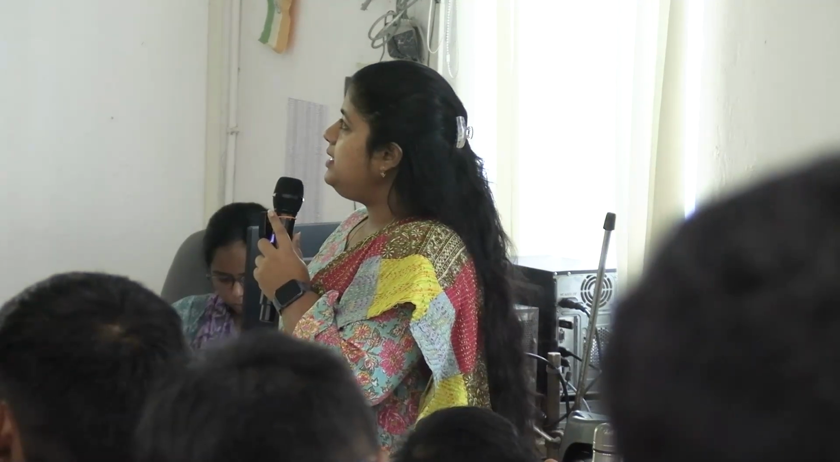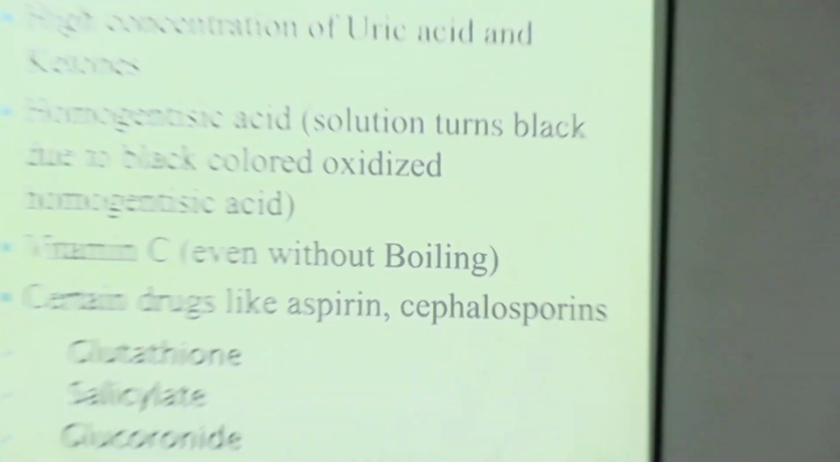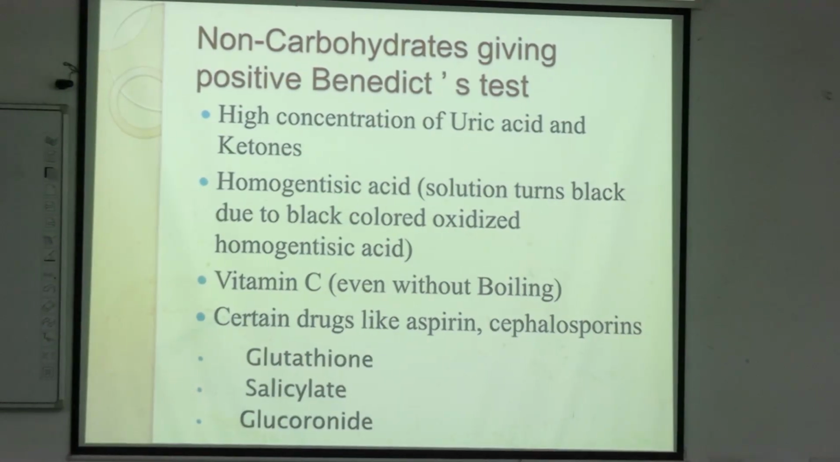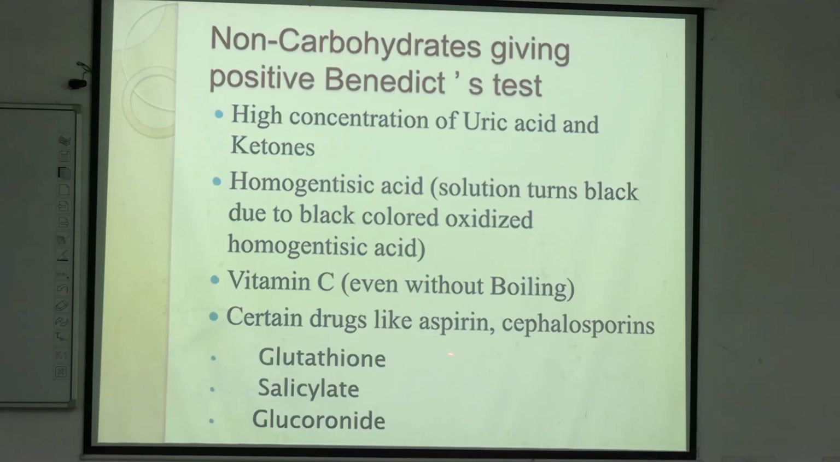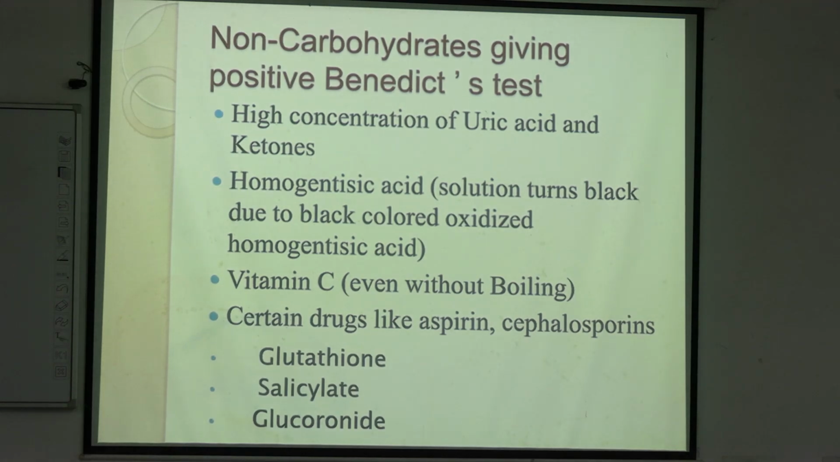Okay. Now, there are a few non-carbohydrates that also give positive in Benedict's test. That is high uric acid and ketone body concentration. Homogentisic acid, its presence will also give rise to a dark color. Vitamin C and certain drugs like aspirin, cephalosporins, compounds like glutathione, salicylate, glucuronide, all these may give a false positive. They are not reducing carbohydrates, but they themselves give a positive Benedict's test.